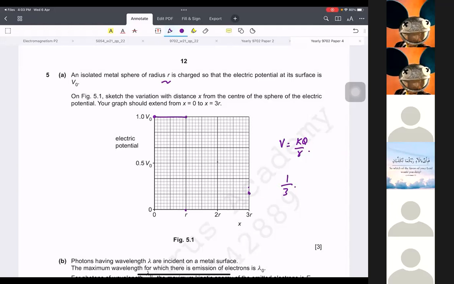At 2, it will be halved. It should be like this. It keeps on decreasing like this in a curve, right?